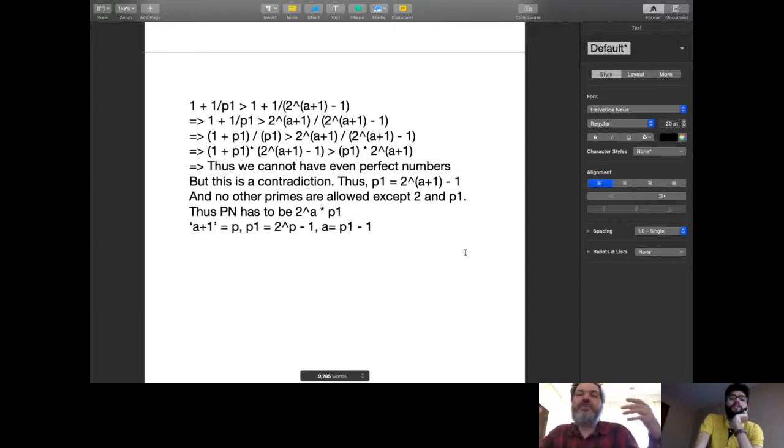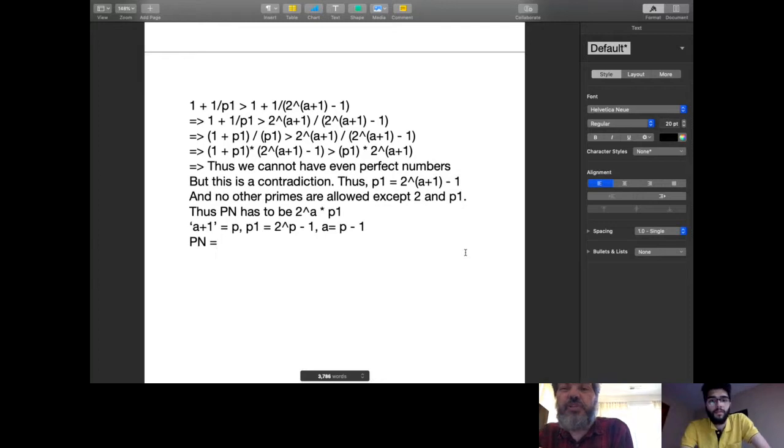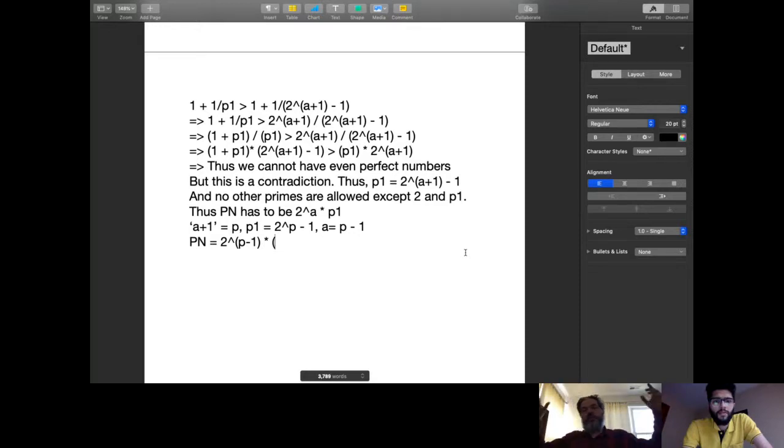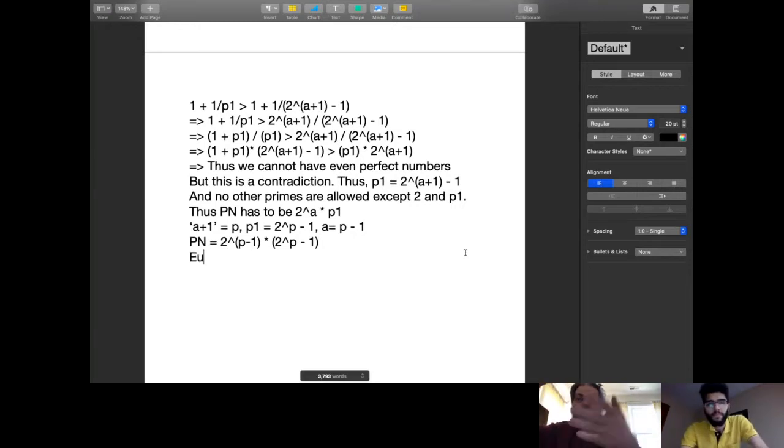So P is a prime, 2 to the P minus 1 has to be a prime, and our number was then equal to, let's write the number, 2 to the A, but then 2 to the A is exactly 2 to the P minus 1, because A is P minus 1. If A plus 1 is P, and then times P1, which we replaced by 2 to the P minus 1. So yes, indeed, Euler proved that all the even perfect numbers have to be as specified by Euclid. That's the end of the proof.